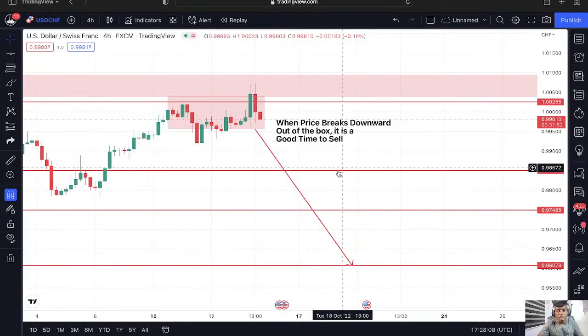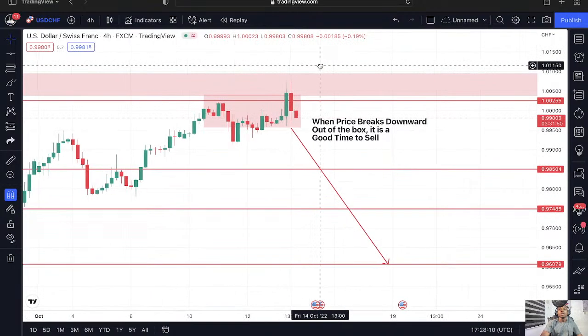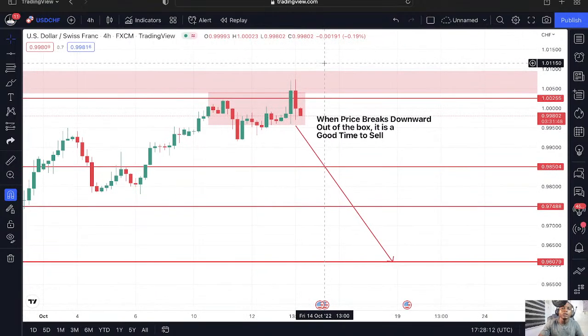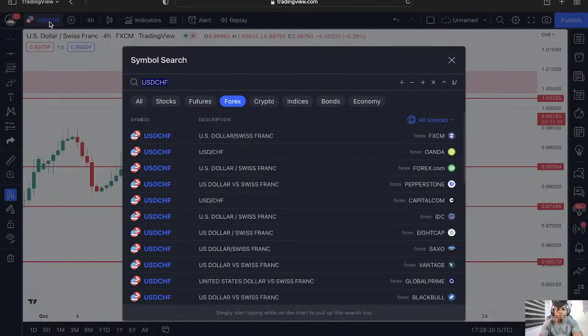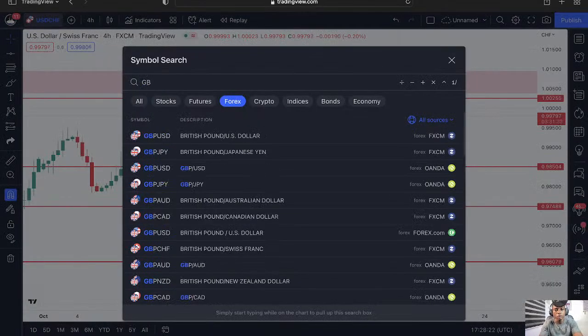So that's it for the USD Swiss franc. All right, now let's look at GBP USD.